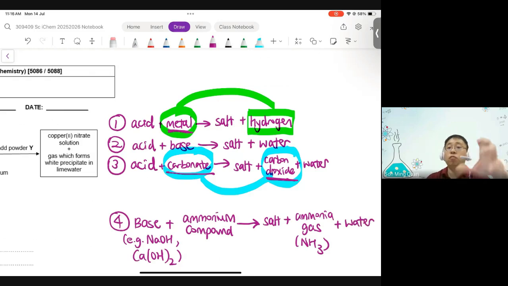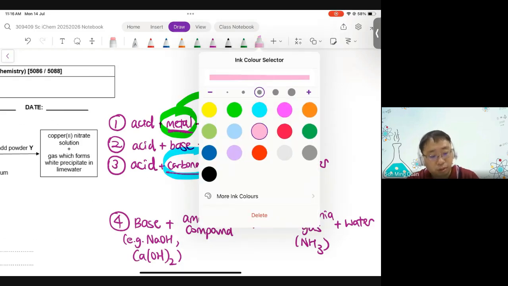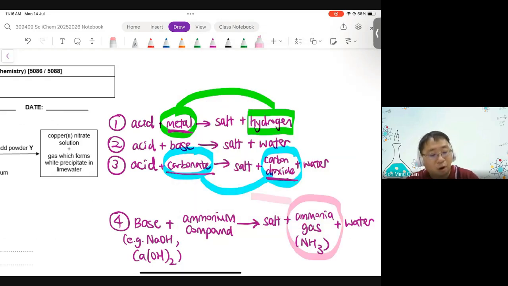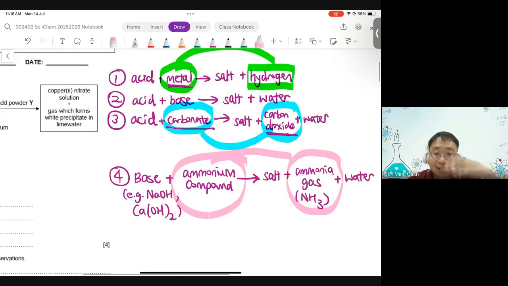Ammonia gas is NH3. Again, we zoom in onto the gas which is formed. Base plus ammonium compound forms salt, ammonia gas, and water. Ammonia gas must have originated from an ammonium compound. So if you see that there's ammonia gas formed, the previous step must have been ammonium something. Could have been ammonium chloride, ammonium sulfate, ammonium nitrate. The idea is if you see ammonia gas, the previous step most likely was an ammonium compound.